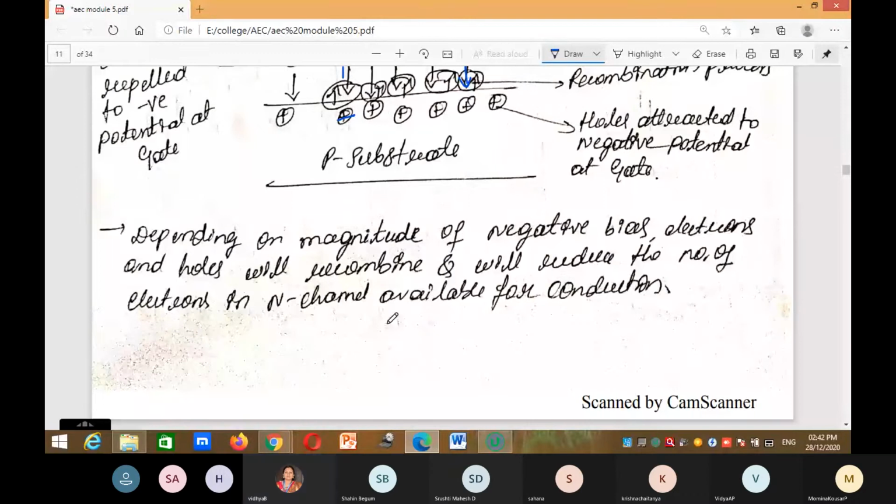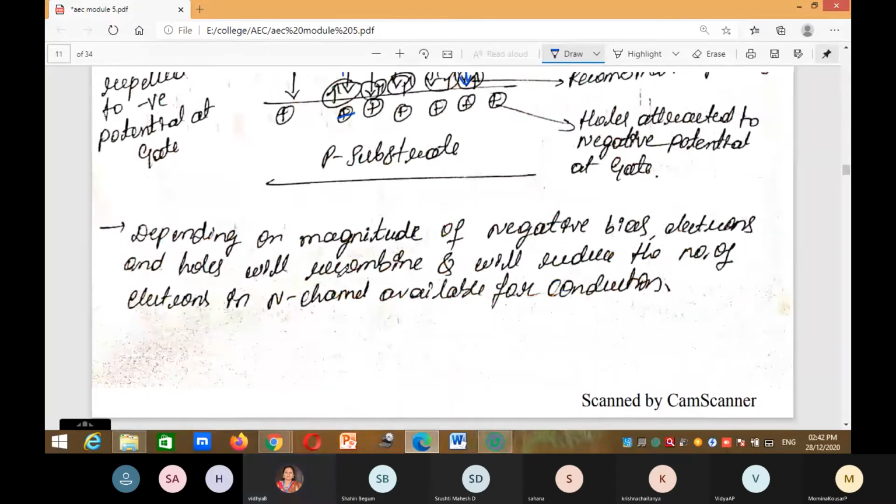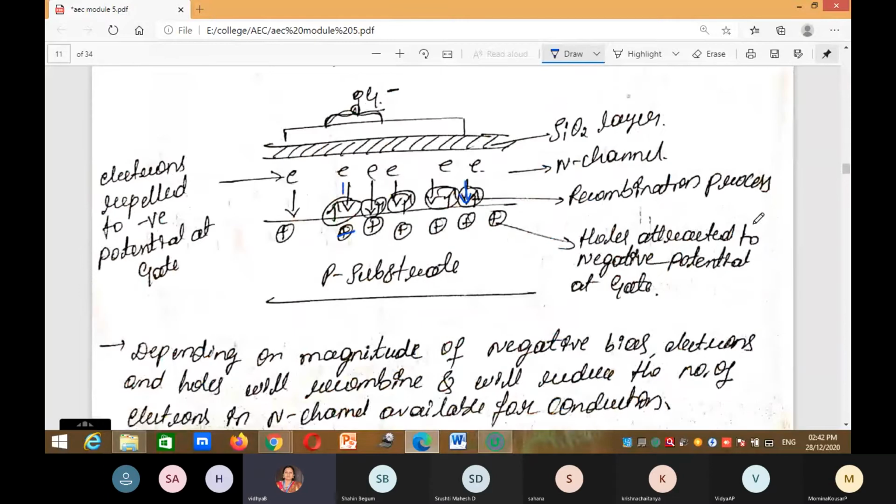For a positive value of VGS, the positive gate will draw additional electrons from the p-type substrate due to reverse leakage current. Due to what? Due to reverse leakage current. But when we consider negative, what happens? Electrons will be attracted to holes and they will recombine. It is a recombination process. Holes are attracted to the negative potential at gate and electrons are repelled.